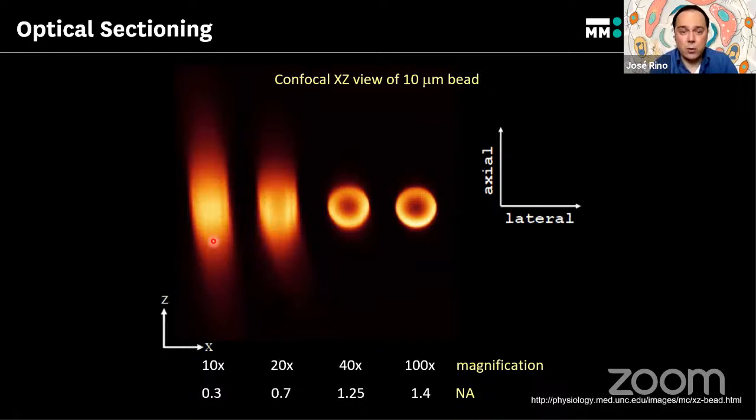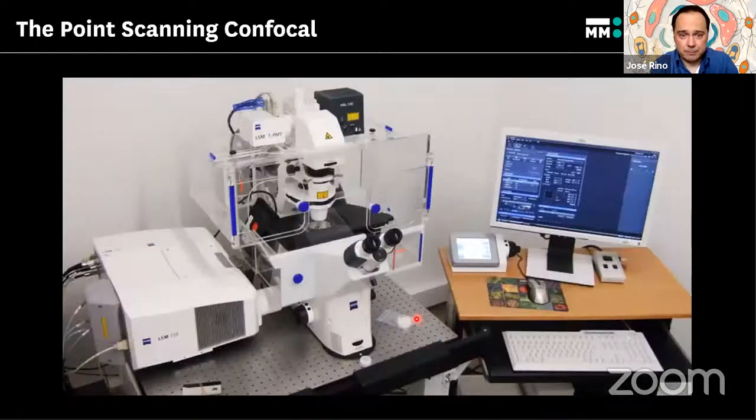So using a low magnification, low NA lens, you basically are not able to get optical sectioning on a confocal microscope. Well, you can do it a little bit compared to wide field, but it's not as good as a high numerical aperture objective. So this is what a modern day confocal looks like.